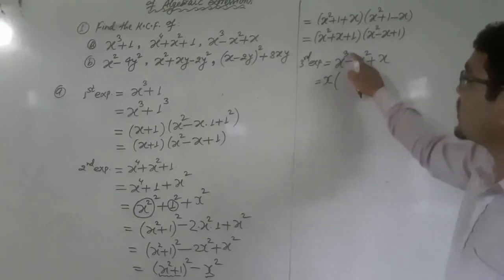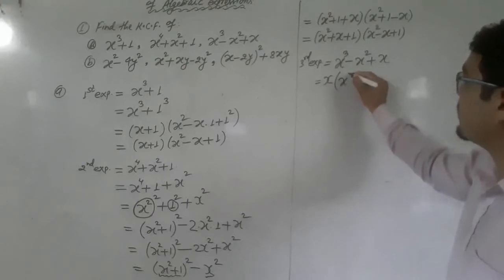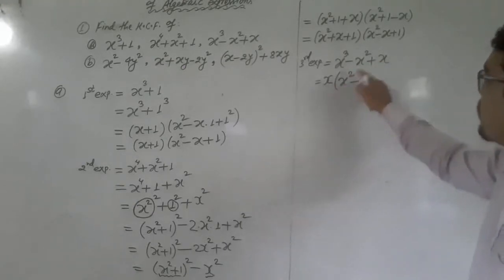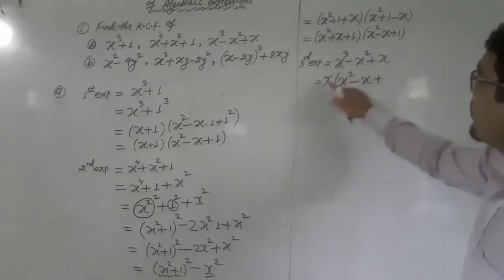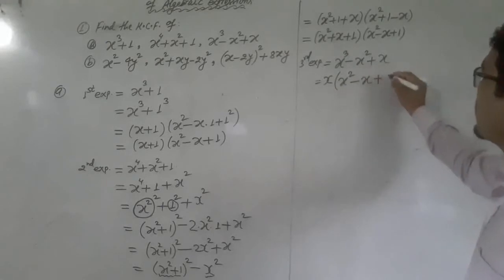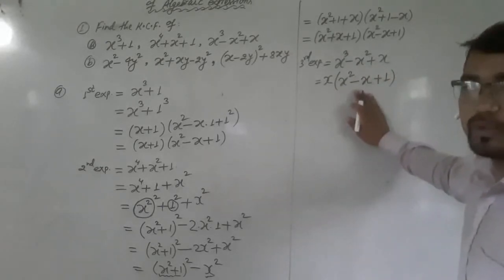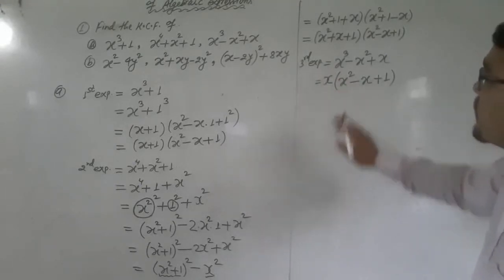X cube, with one x taken outside as common, leaves x square inside. Minus x square, with x taken common, still leaves one x. And plus x, already common outside, leaves only 1. So now we can't do anything more here. The third expression we will write only this much.